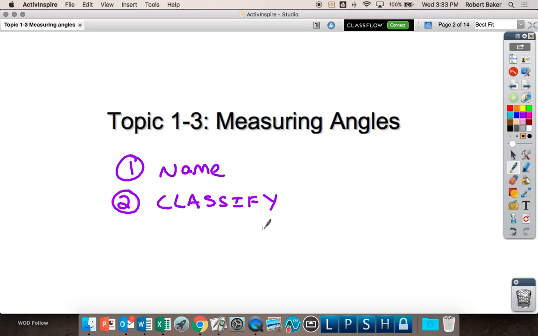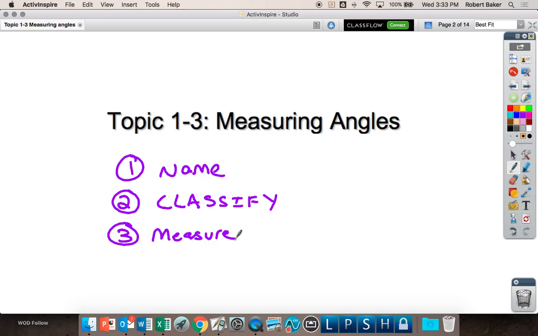And then number three, the last thing we're going to do, which is the whole purpose of those protractors on your desk: measure an angle. At the end of the class period, I'm going to have you draw an angle, measure it, name it, and classify it. All three things are separate, but you can do all three at once. We're going to start here with naming an angle.